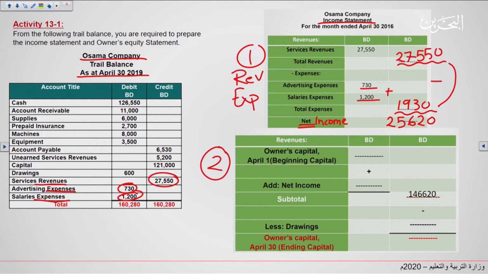Now, let's start preparing the owner's equity statement. We will start with the beginning capital. We will get this amount from the trial balance. We have the capital here. We will take this amount and we will put it here.